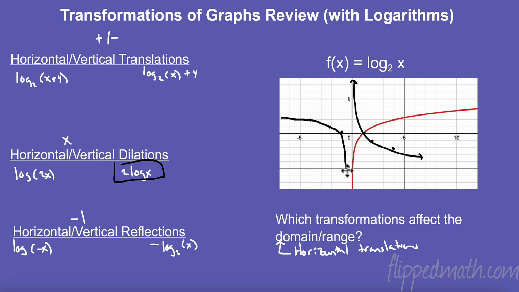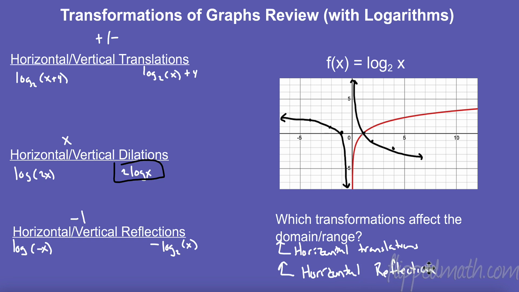And my asymptote is the same, but my domain is different, isn't it? My domain, it really actually does affect it. So which transformations affect it? Here's another one. The domain is affected with a horizontal reflection.